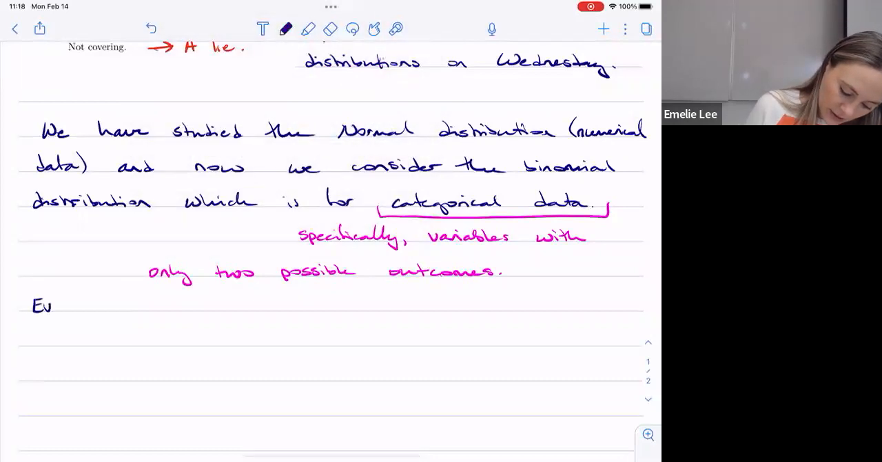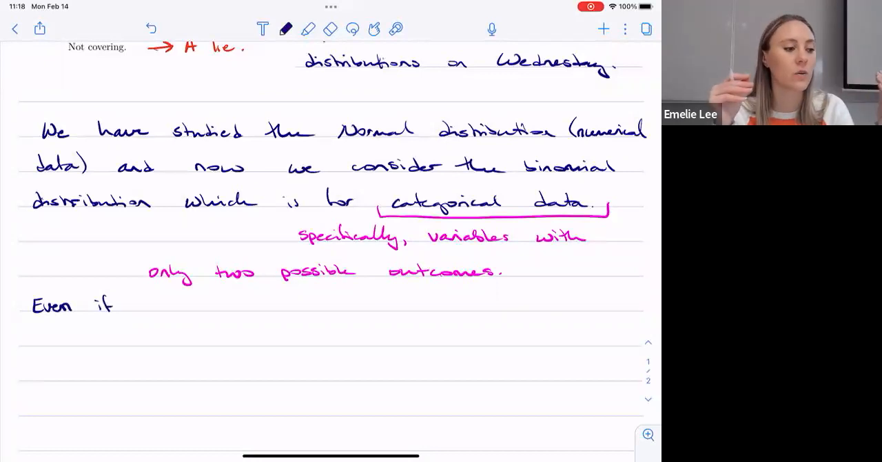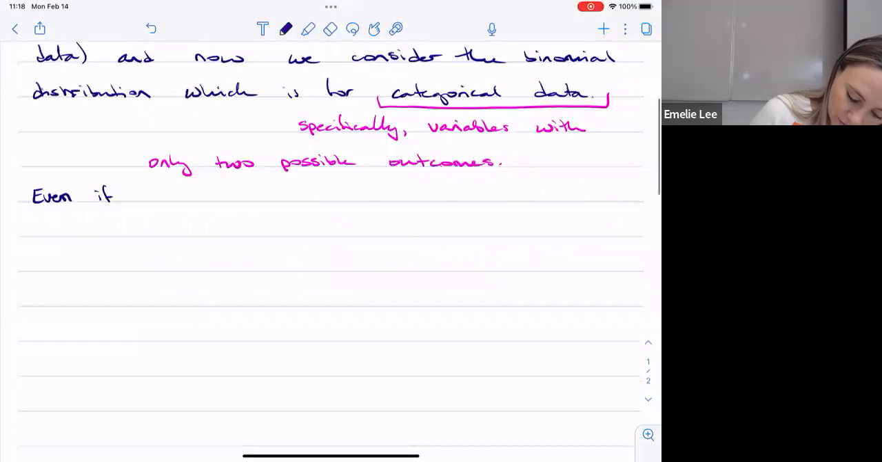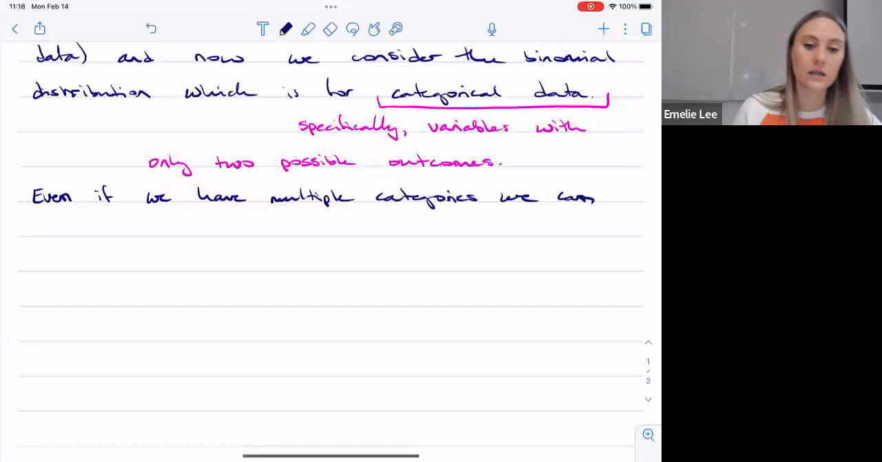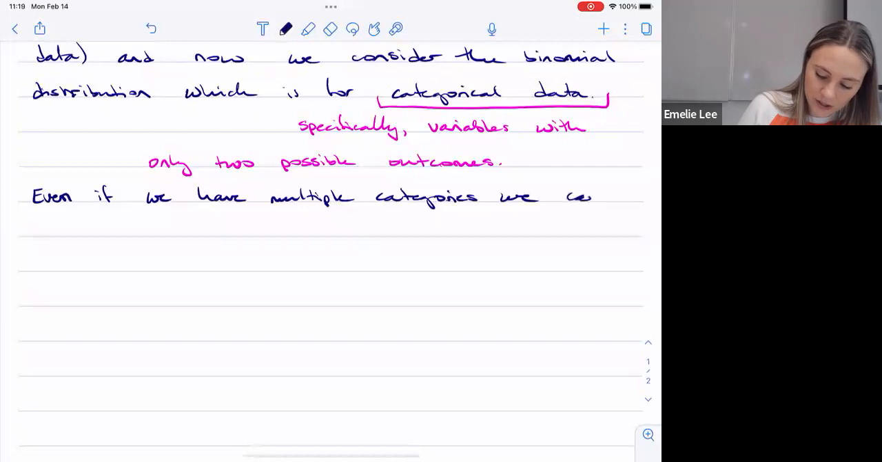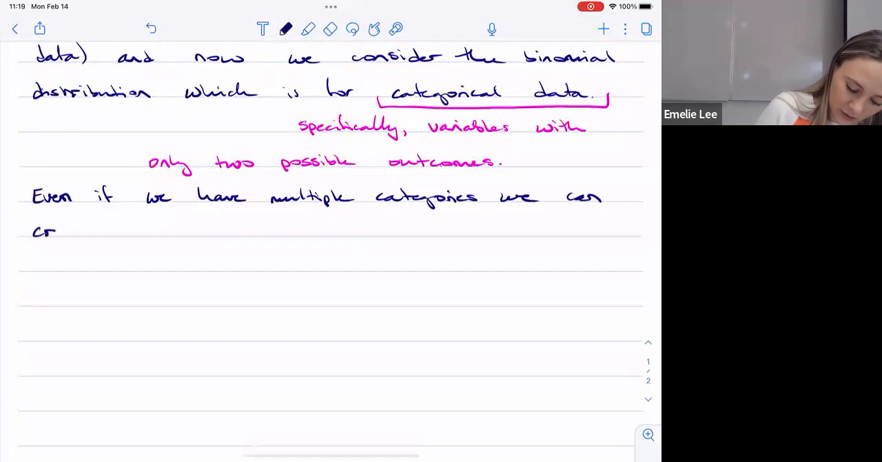I'll say even if we have multiple categories, I'll just make a note of that. We can lump them as either success or failure. Even if we have multiple categories, we can create a binomial variable.